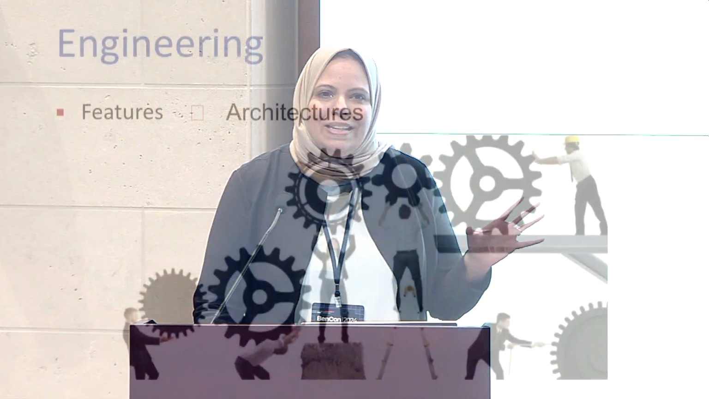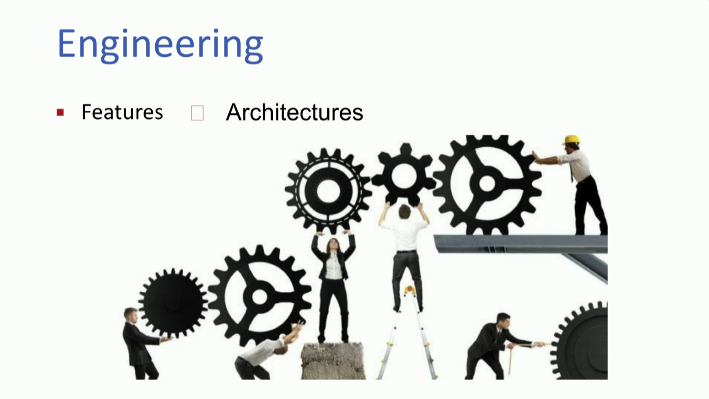So does that mean that engineering has gone away? Not really. We no longer engineer features, but we still engineer the architectures that we train. So we need to specify how many layers this network is going to have, how many neurons are in each of these layers, and how they are interconnected together. So there's still engineering in the process. It's just not in the features anymore.